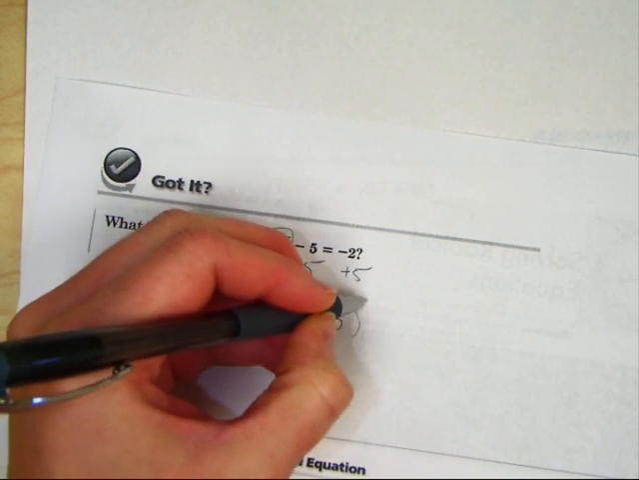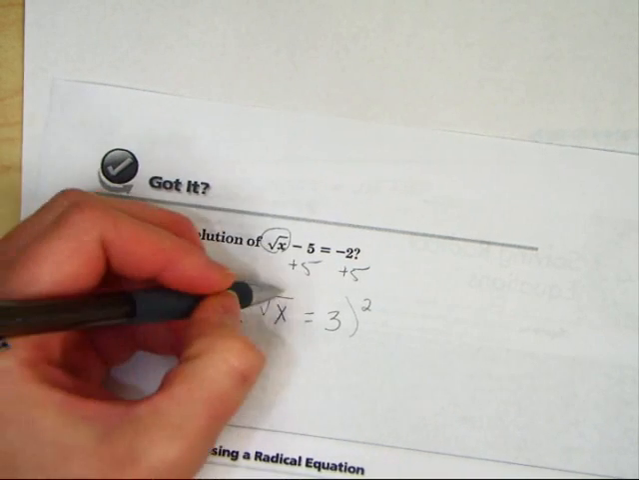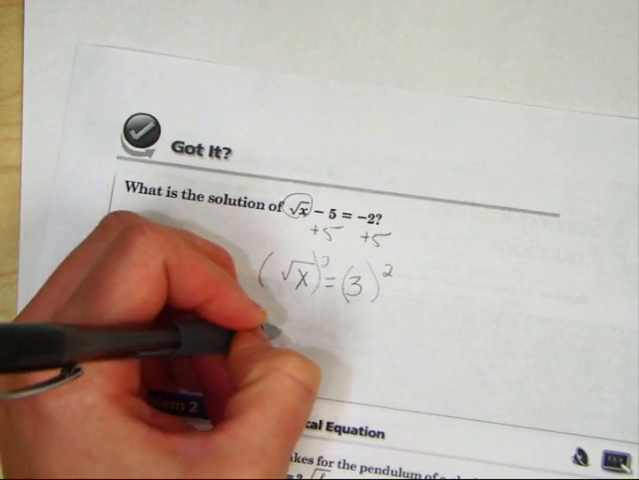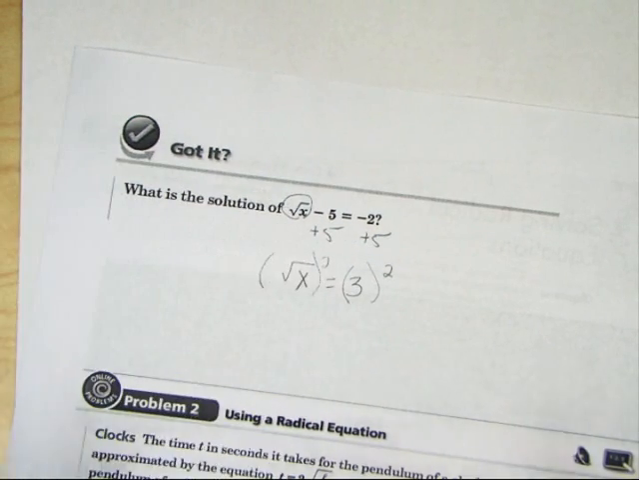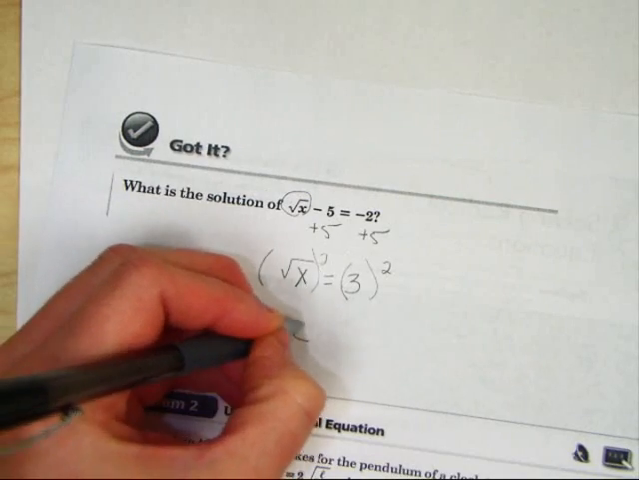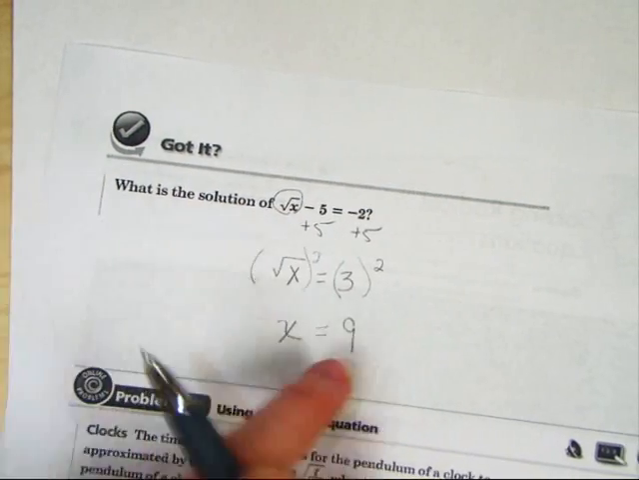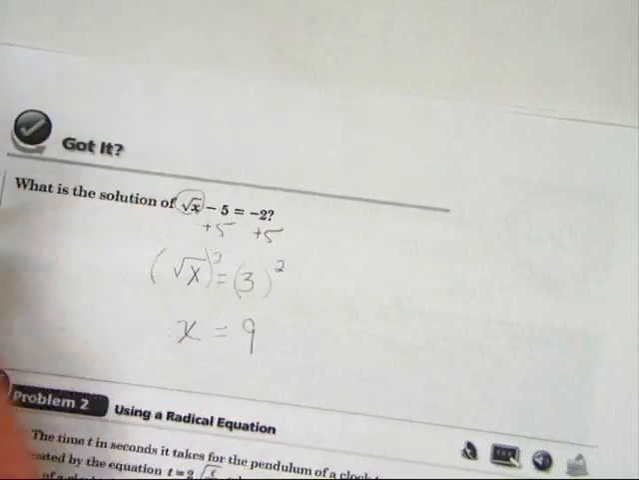Now what we do is we need to square the whole thing. I like to put parentheses around all the sides, alright? So if you square a square root, you just get that thing itself, and that equals 9. Take it and plug it back in to do your check.